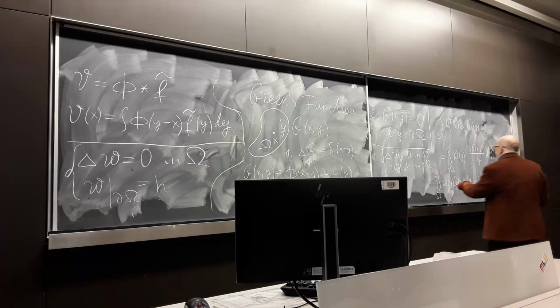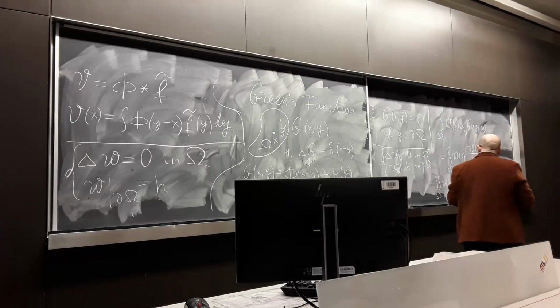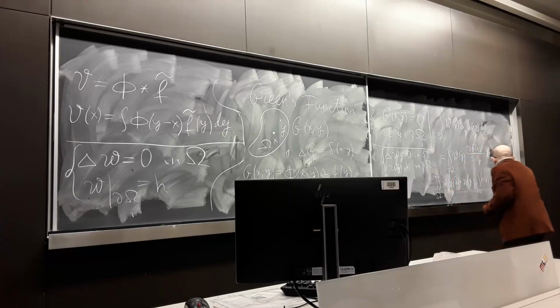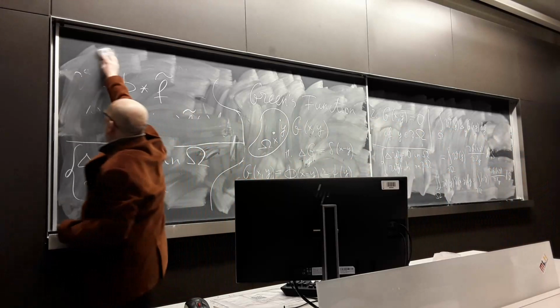And now what is this? The integral of a function of y times the delta function of x minus y. So this function is concentrated at the point x, and it has unit integral. So this means the following.